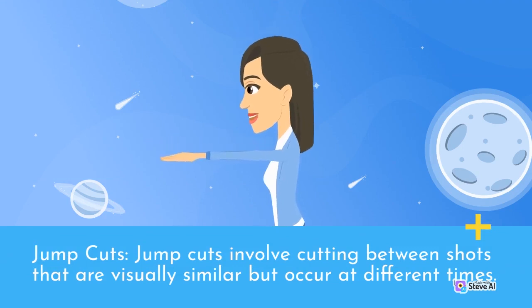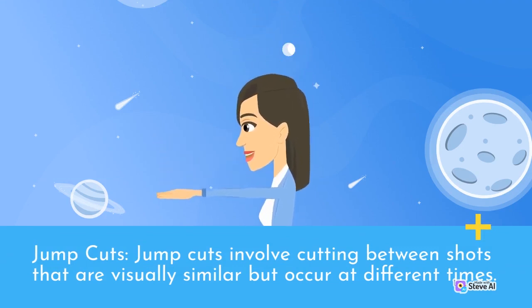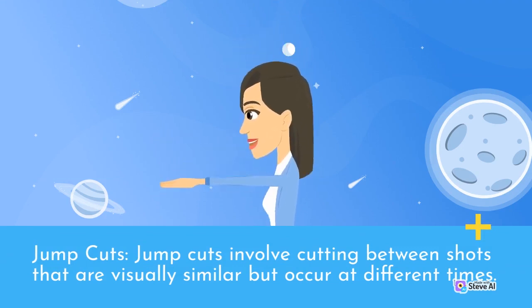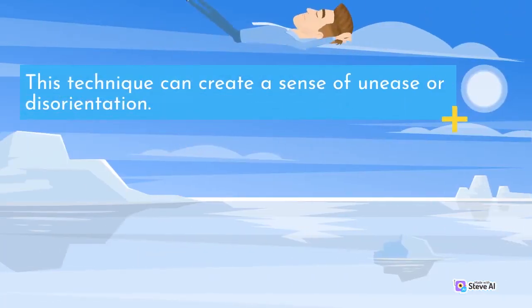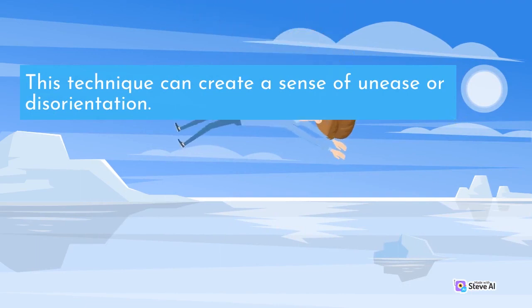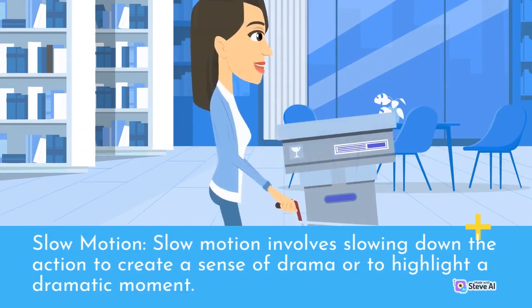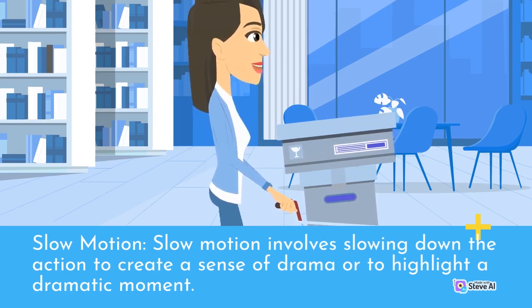Jump cuts. Jump cuts involve cutting between shots that are visually similar but occur at different times. This technique can create a sense of unease or disorientation. Slow motion. Slow motion involves slowing down the action to create a sense of drama or to highlight a dramatic moment.